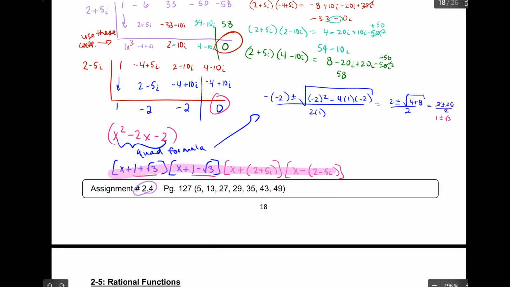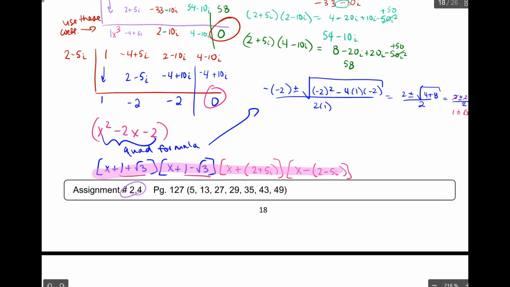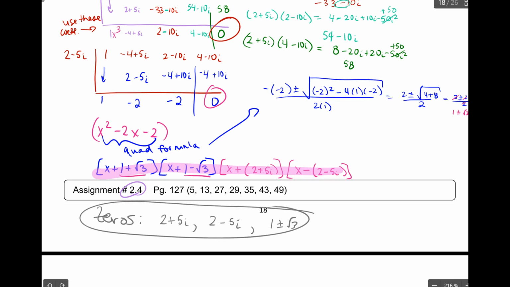There we go. And the last thing I want to do is I want to write out all my zeros. So my zeros are going to be 2 plus 5i, 2 minus 5i, and I have 1 plus or minus root 3. Those are my zeros. And that's it. That's the end of 2.4.